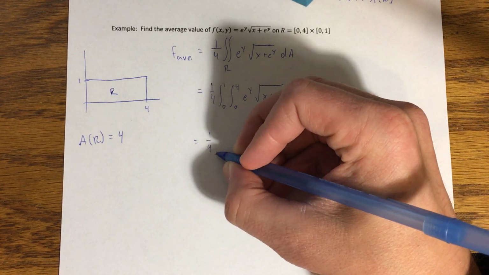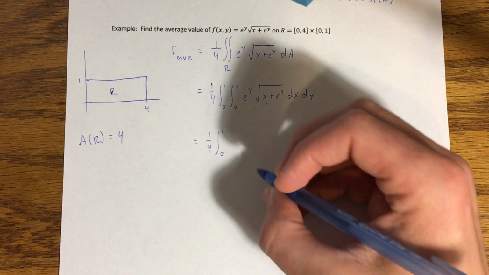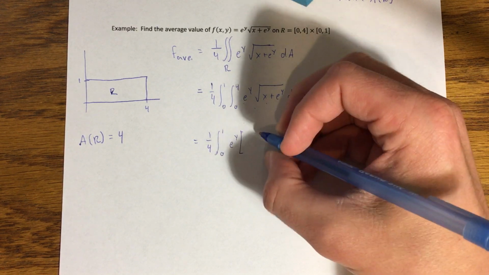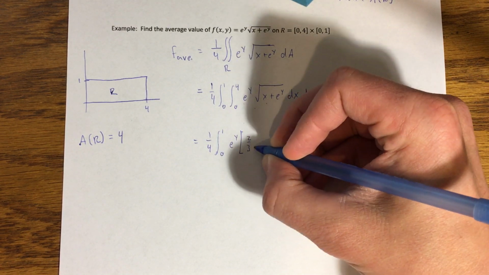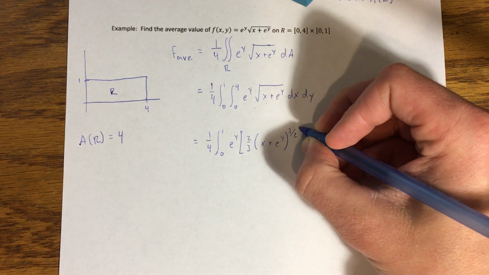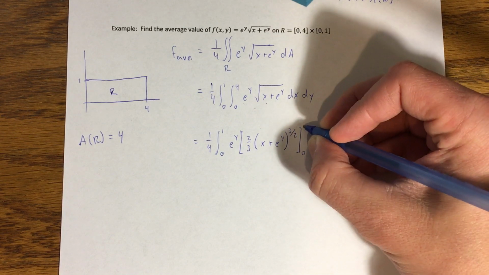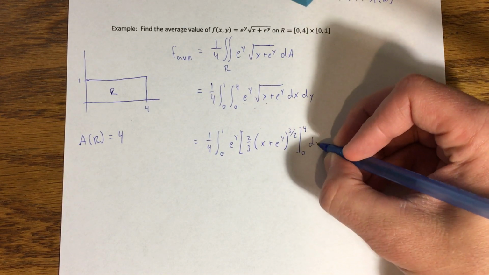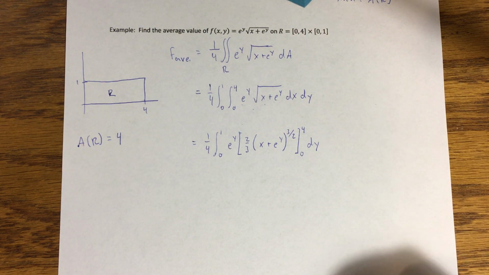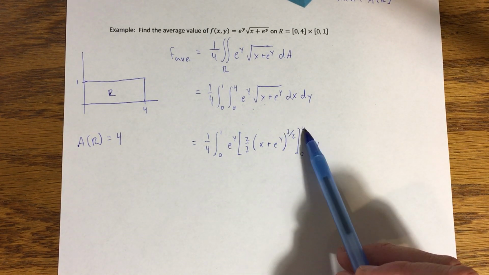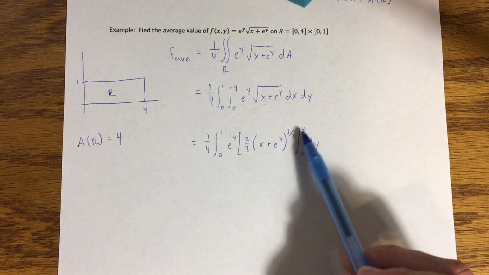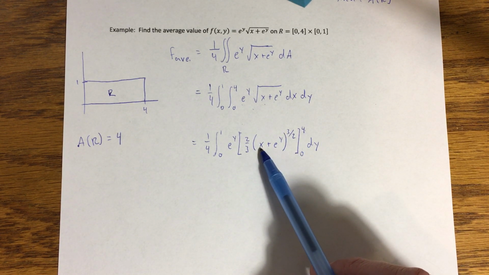I have 1/4 integral from 0 to 1, and this will end up looking like e to the y times 2/3 x plus e to the y to the 3/2 power. We're going to evaluate this from 0 to 4, and then include my dy right there. Okay. Now for this step, remember that these values are x values. I originally integrated with respect to x, so you don't want to plug them into these y's.